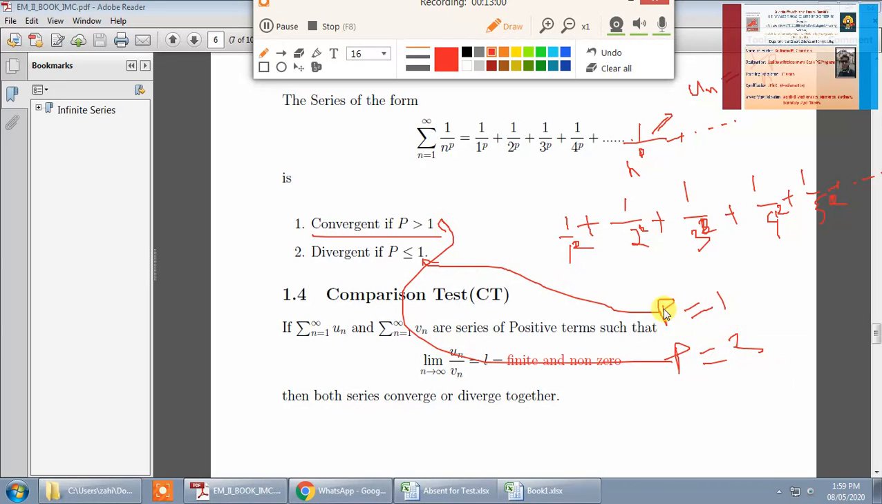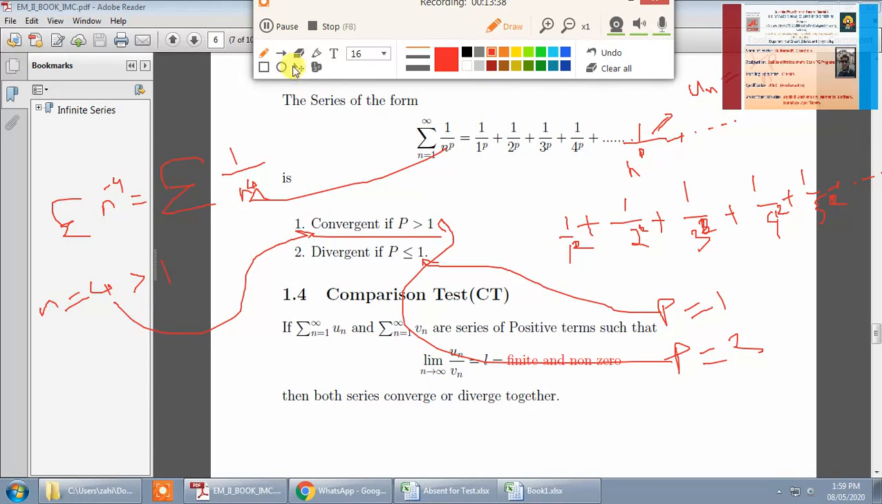Suppose that you have been given a series like this: summation n raised to minus 4. What is the meaning of that? It is actually summation 1 upon n raised to plus 4, and you will find that it will be compared with this, giving you the value of p equal to 4, and note that 4 is greater than 1, therefore the series is convergent. Are you getting my point?